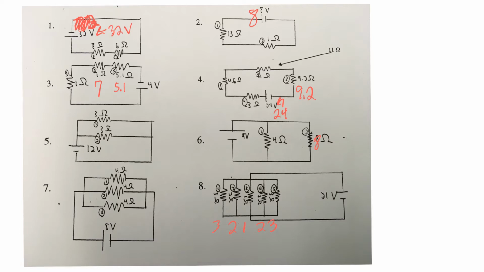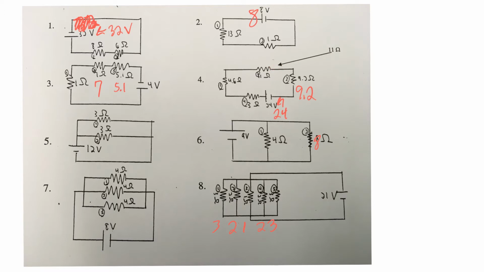Now, the first thing I did here was I clarified what the values were. Whereas this right here should be about 32, this one is 8. This should have been about 9.2, 24, 8. This one was 3, 2, 1, 2, 3. And this one was 5.1, and this one was 7. So that's just in case you cannot read the numbers. And if you didn't see, this 11 goes right here.